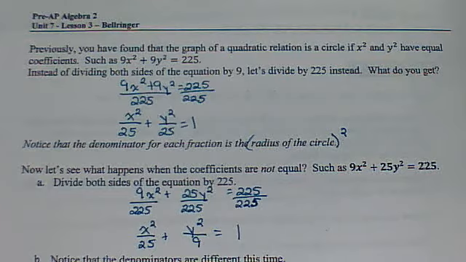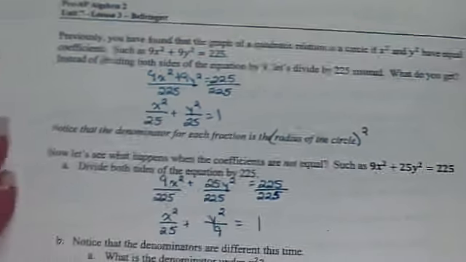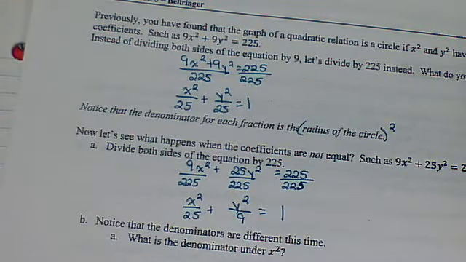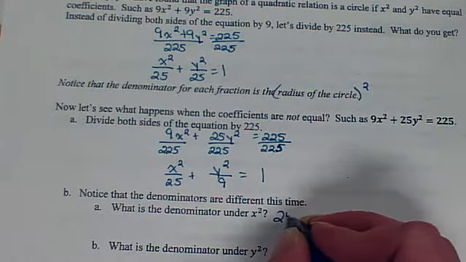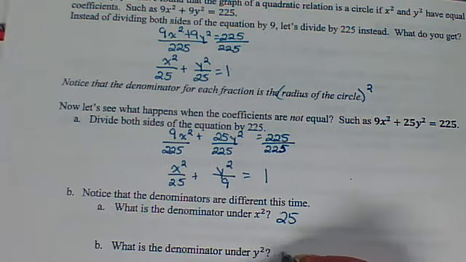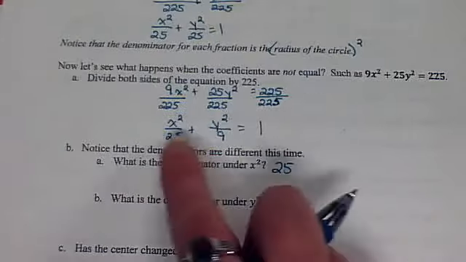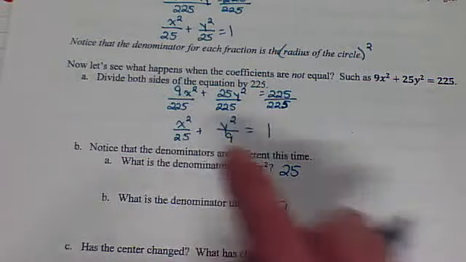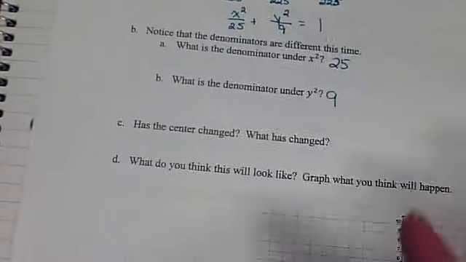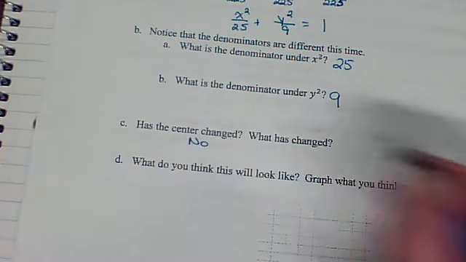So notice that the denominators are different this time. Under x squared, we have 25, and under y squared, we have 9. Also notice that our center hasn't changed, because we're not changing what's being subtracted from x or y. So the center is not changed.